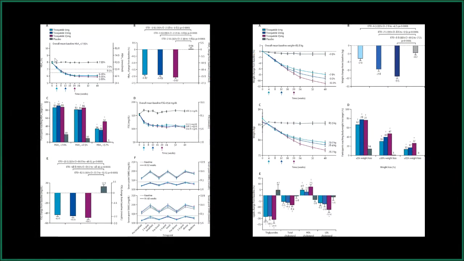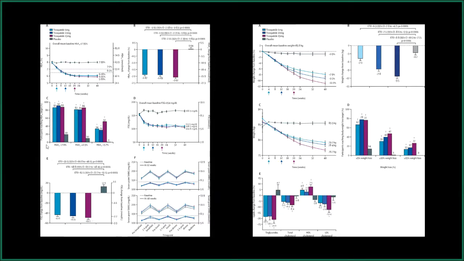You can see here the control group who received placebo maintaining their A1C at around 8%. This is at 40 weeks. And you can see that the drop in the A1C is quite large and significant, going down to 6% on the three different doses. This is the change in A1C with the three doses.